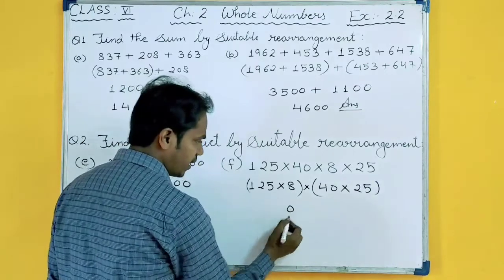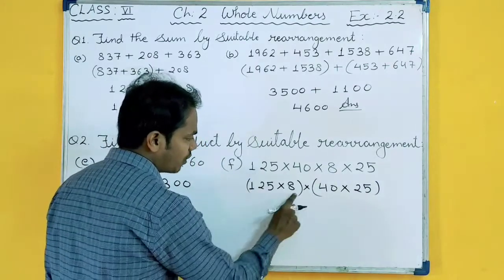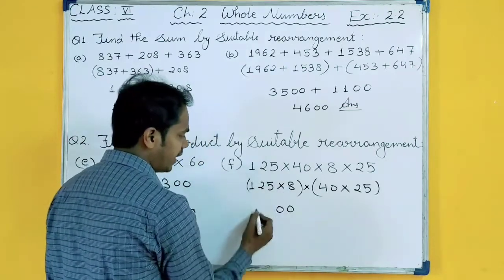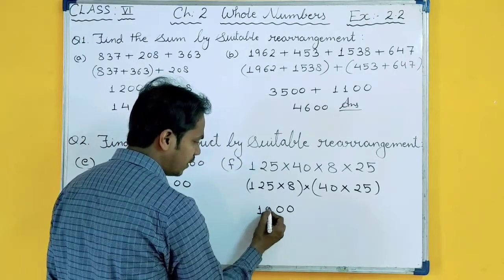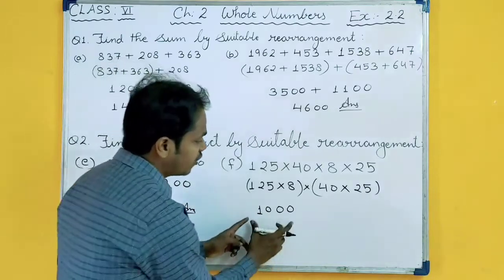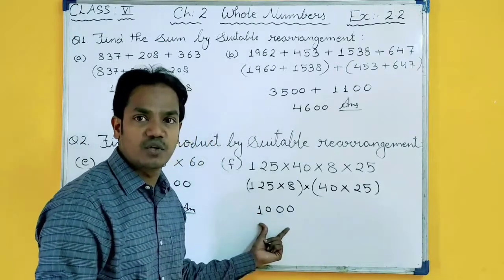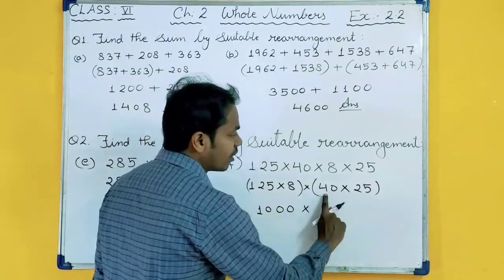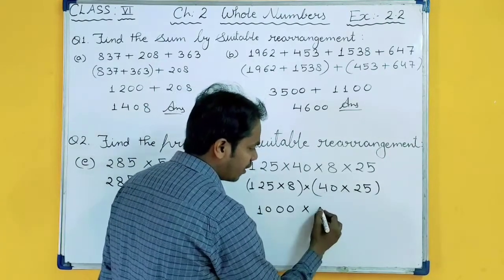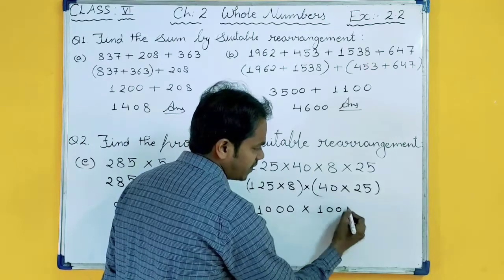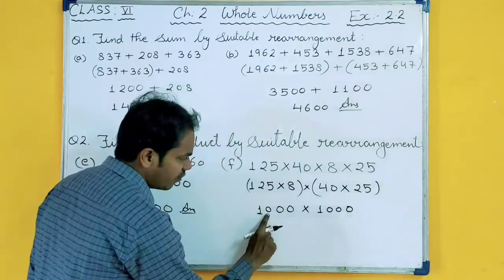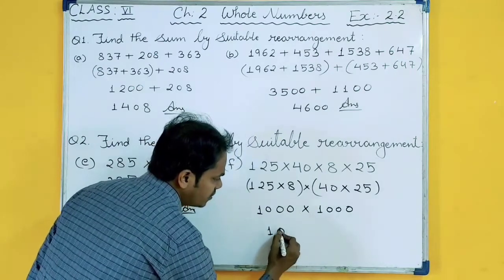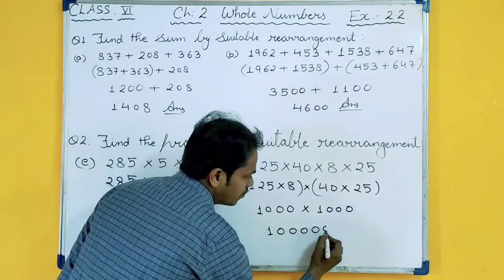8 5s are 40, carry 4. 8 2s are 16 plus 4 is 20, carry 2. 8 1s are 8 plus 2 is 10. Okay, so here you are getting the maximum number of zeros. So this is the suitable rearrangement. Again, 25 4s are 100 and this 0. So how many zeros are there? 1 2 3 4 5 6. So your answer will be 1 0 0 0 0 0 0.